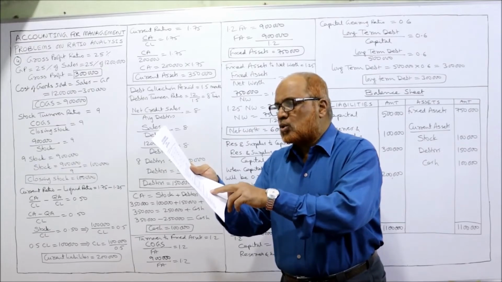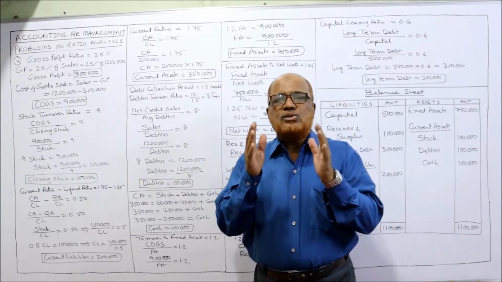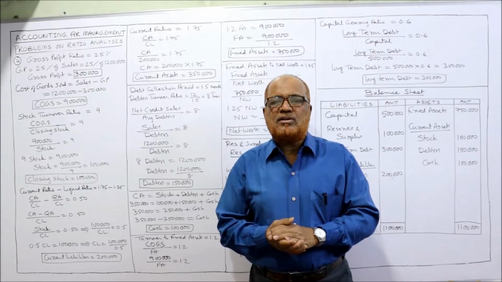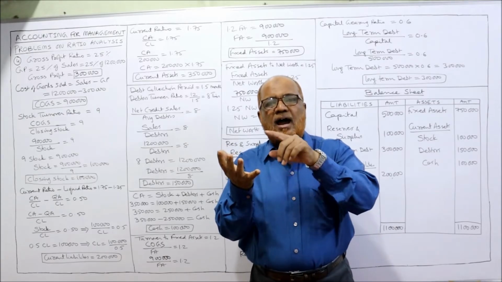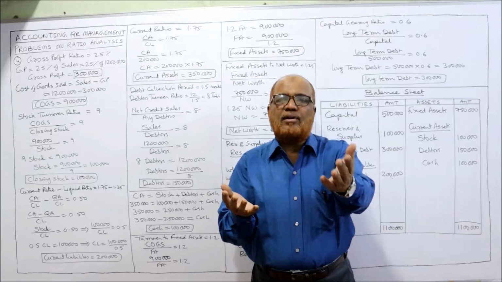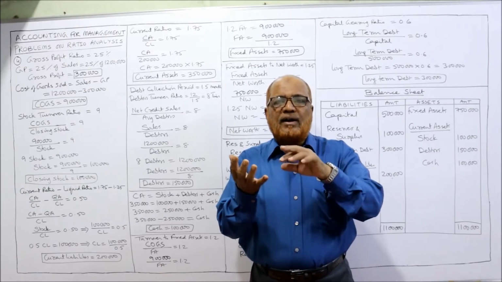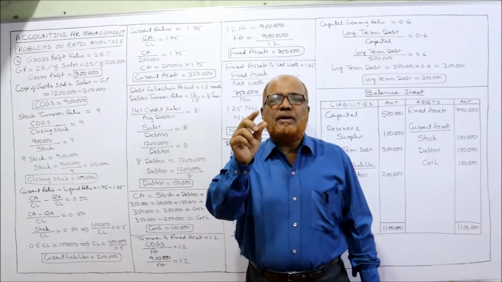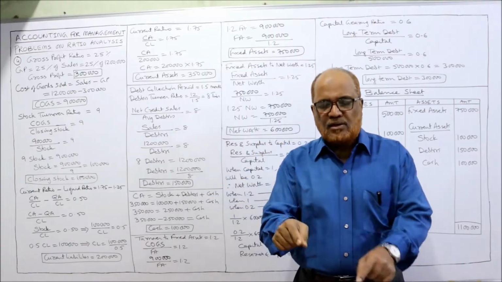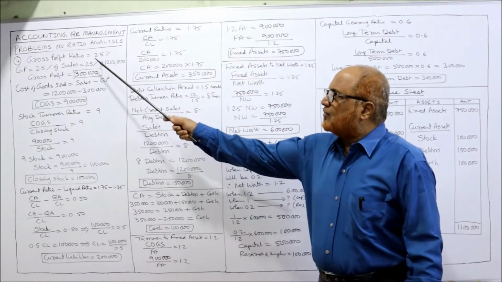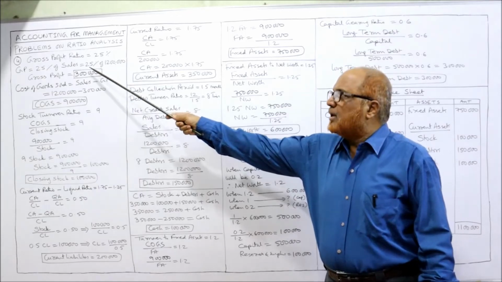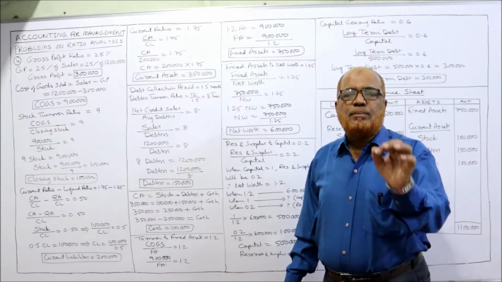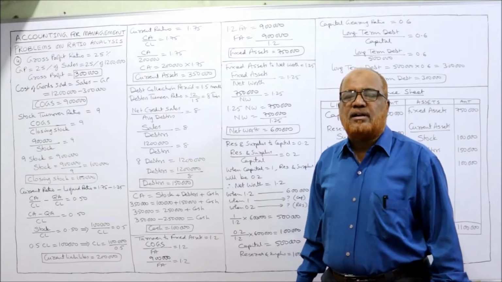And gross profit ratio is given, 25%. By using this gross profit ratio and sales, we can find out the gross profit. Once we have the sales and gross profit, we can calculate cost of sales. So first of all, gross profit ratio is given 25%. That means gross profit is 25% of sales. GP ratio is always calculated as a percentage of sales.